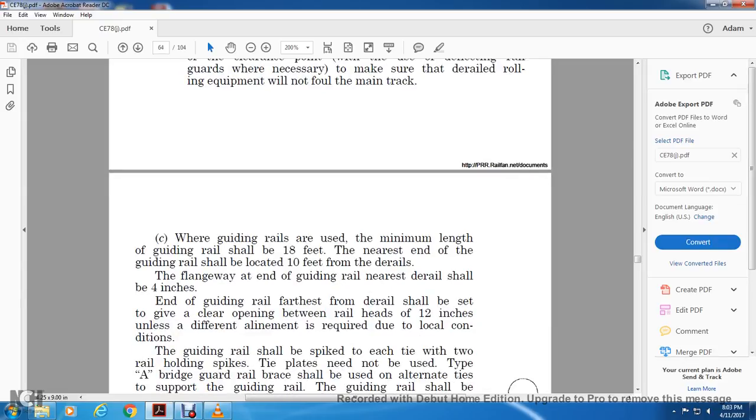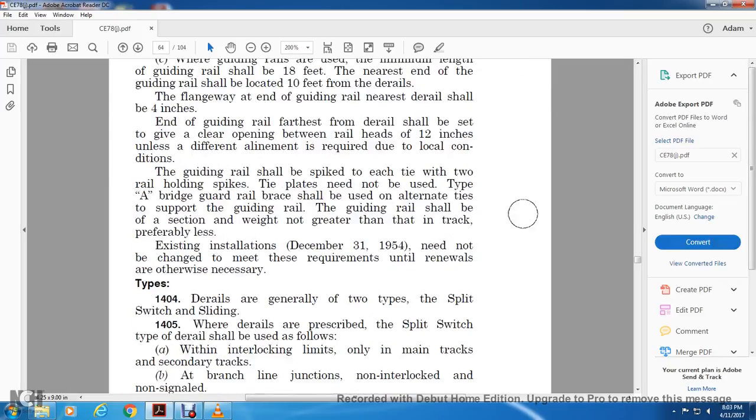Where guiding rails are used, the minimum length of the guiding rail should be 18 feet. The nearest end of the guiding rail should be located 10 feet from the derail. The flangeway at the end of the guiding rail nearest the derail should be 4 inches. The end of the guiding rail farthest from the derail should be set with a clear opening between the rail heads of 12 inches, unless a different alignment is required due to local conditions.